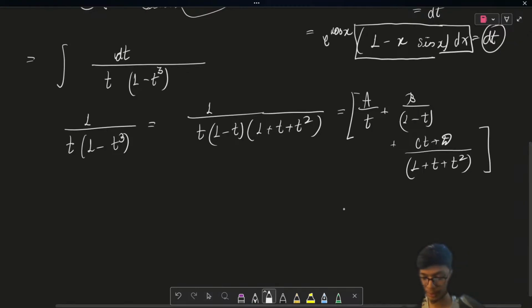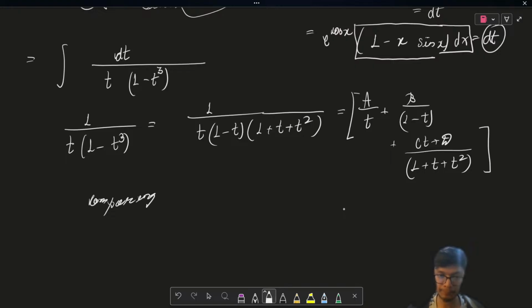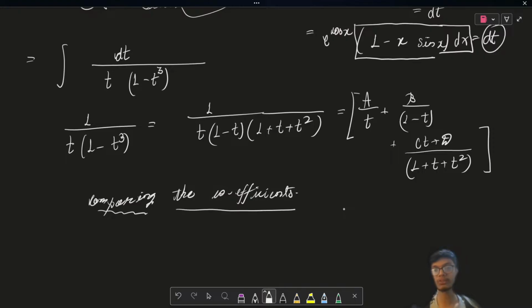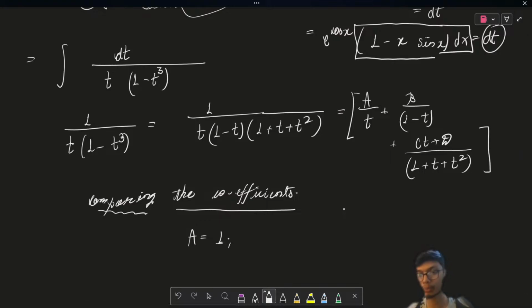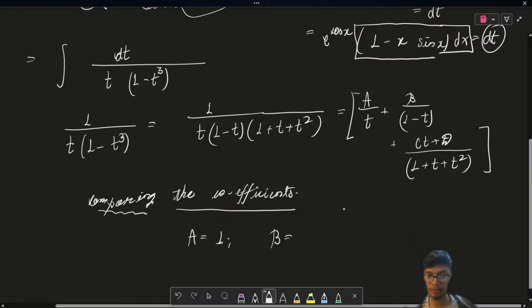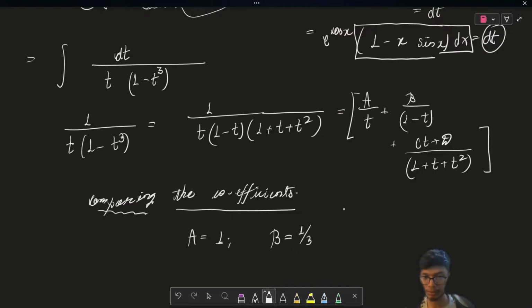So what I'm going to do is simply compare the coefficients. If you compare the coefficients on both sides, you will get the value of A equal to 1. You can easily do that by just putting t equal to 0, and ignoring the t over here, then the value of A comes out as 1. Similarly, your B is going to come out easily when you put t equal to 1. So B is going to come out as 1 upon 3.